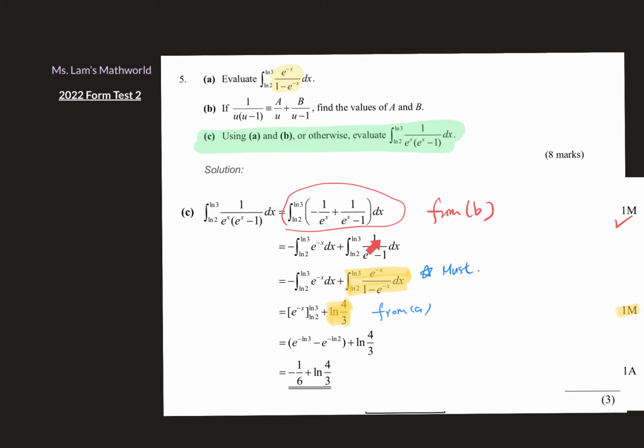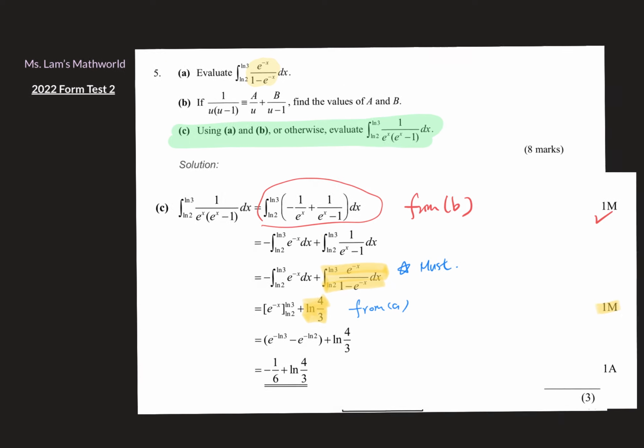So some of you just substitute A by writing this line, 1 over e to the power x minus 1. But it is not the same as part A. So how to get the integral of A? It is not difficult.